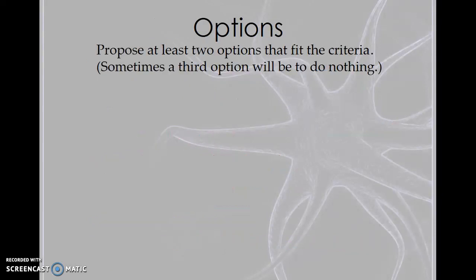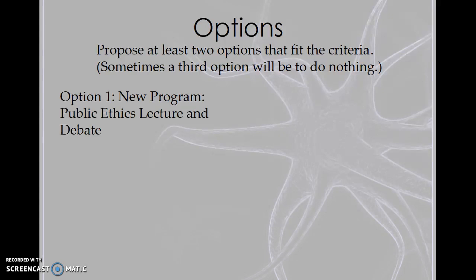Next, think of some options that fit the criteria. Now, you're only required to have two options. You're welcome to have more. In fact, sometimes it makes sense to have more, but sometimes a third option that you can include without doing a whole lot of extra work is to say, do nothing. Because sometimes doing nothing can actually satisfy some of the criteria. And you'll see that in just a second.